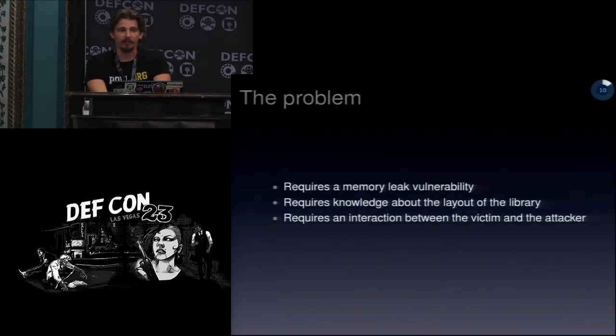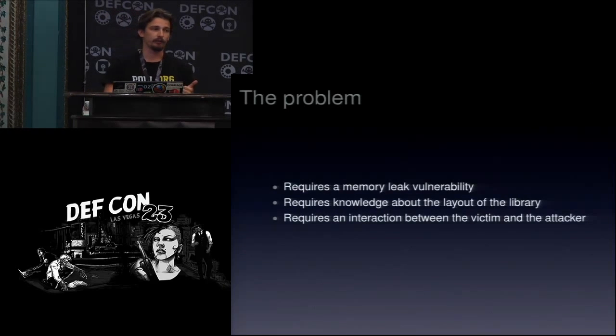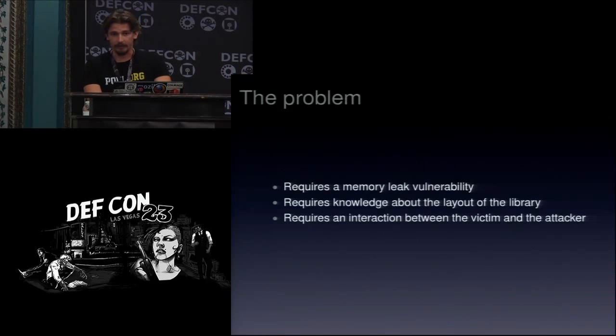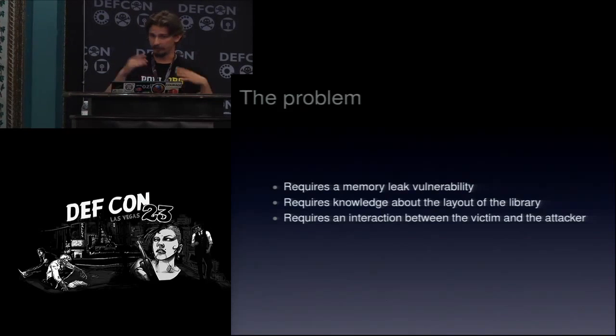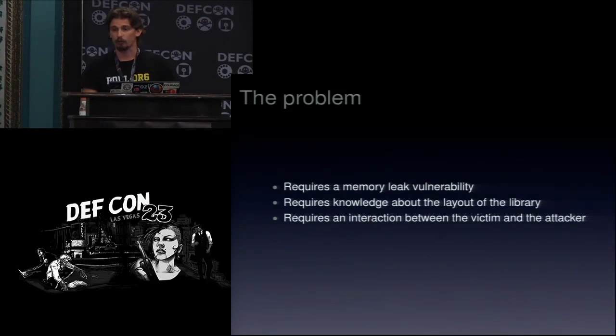This works, but the problem is that you don't just have to be able to divert the control flow, you also have to be able to leak this piece of information, the address of printf. So you need at least two vulnerabilities. You need a memory leak vulnerability, typically. And also you need knowledge about the layout of the library you're targeting. So you basically need the exact copy, not just the version, the exact build of the library. Which is not always the case. I mean, there are some situations where maybe you don't have access to it.